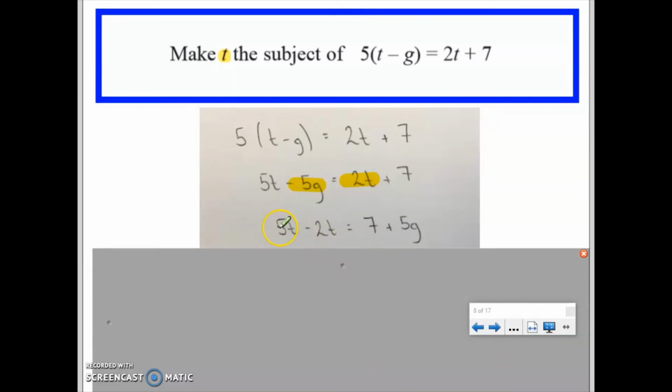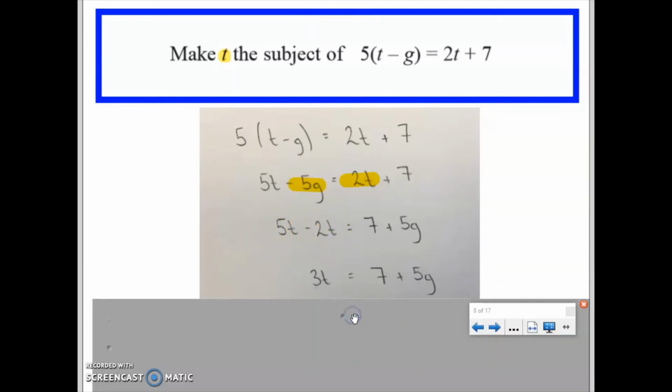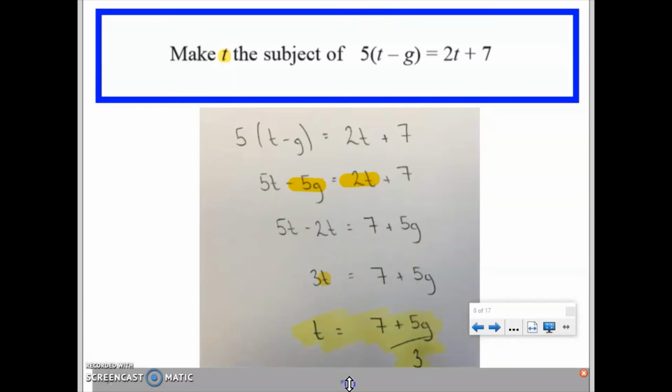Now I can simplify my t's. 5t, take away 2t, leaves me with 3t's. I'm still trying to make a single t the subject of my formula, and this is a multiply by 3, so I'm going to divide both sides by 3. So I've isolated the t, I've made t the subject.